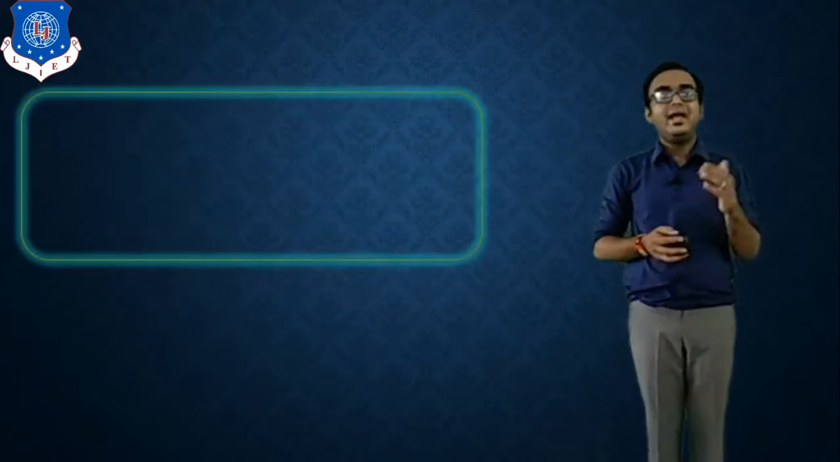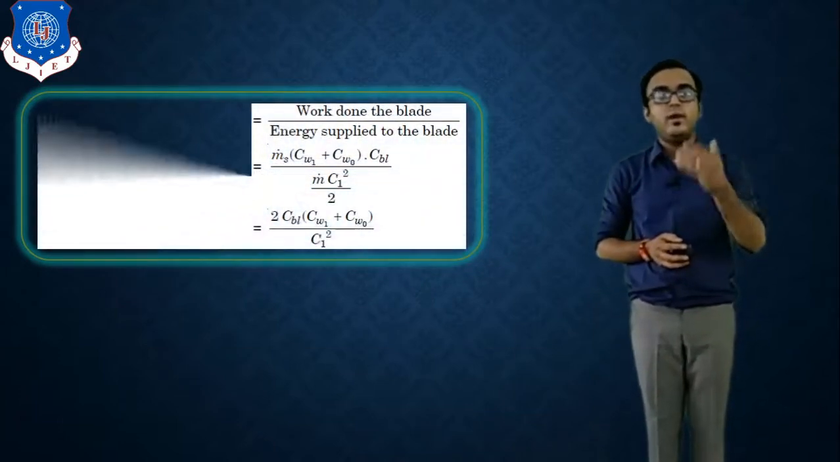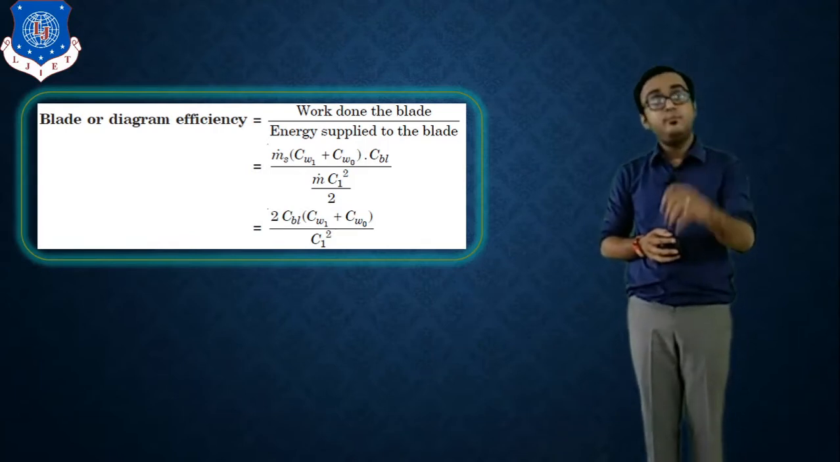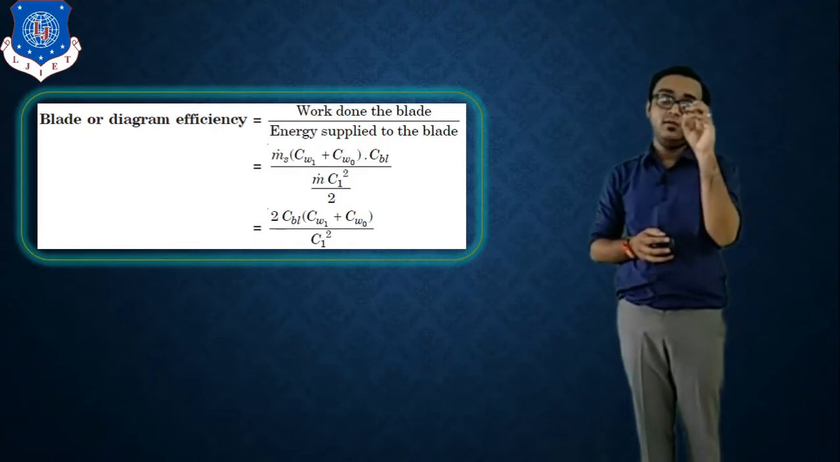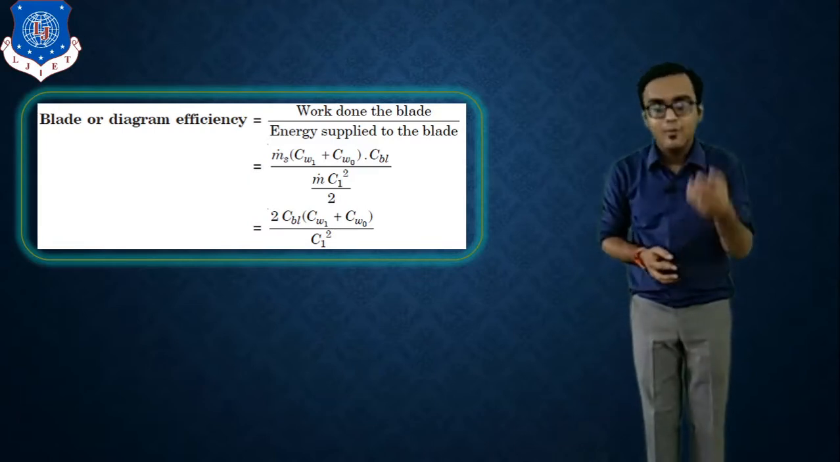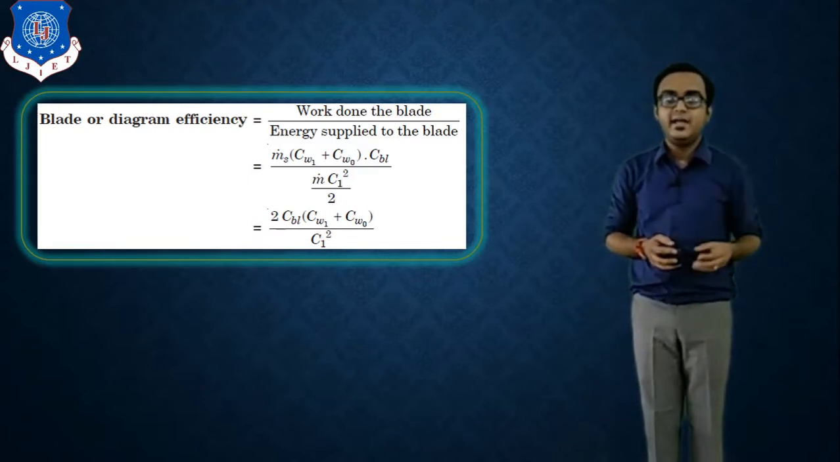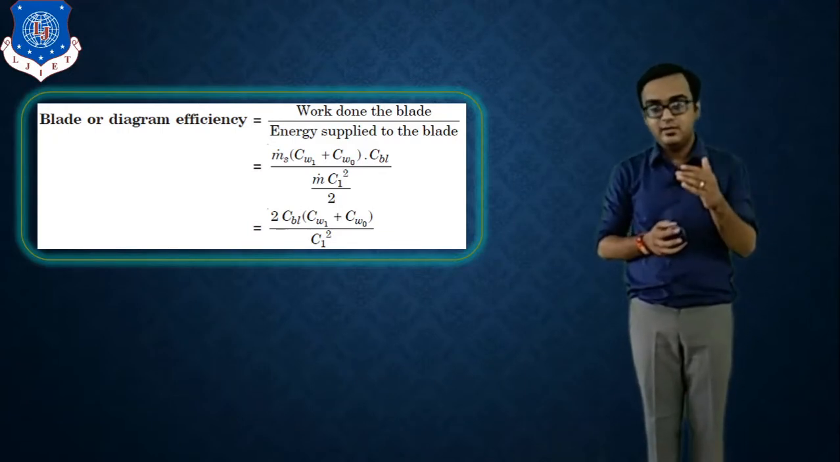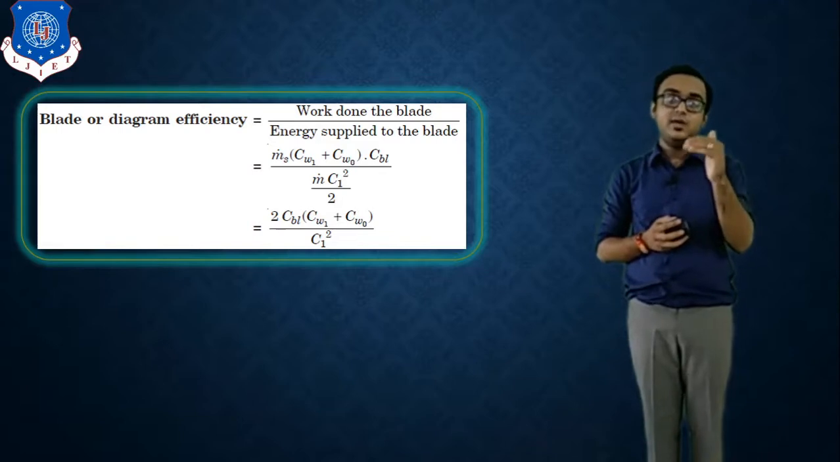Now I would like to brief you about the blade efficiency. What do you mean by efficiency? Efficiency is output by input. As the output we obtain work done, and as the input we are supplying kinetic energy of steam, because steam is coming from the nozzle, so it will create the jet. So kinetic energy is 1 half m c1 square.